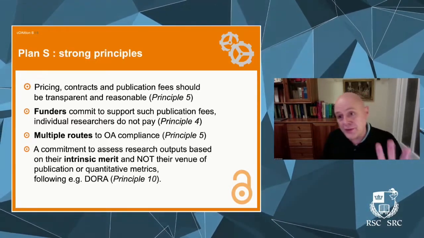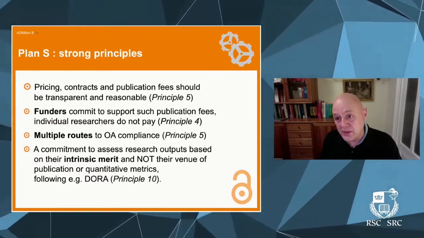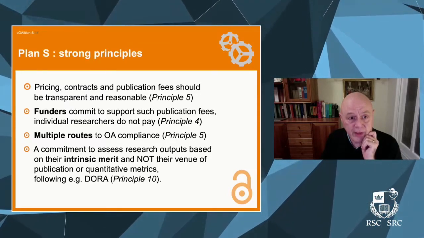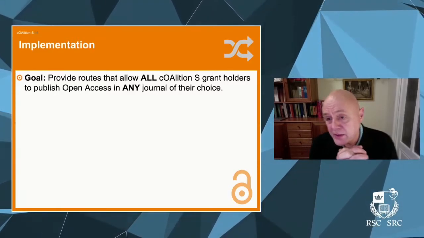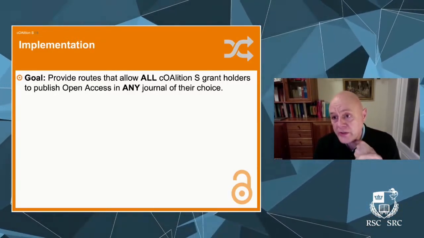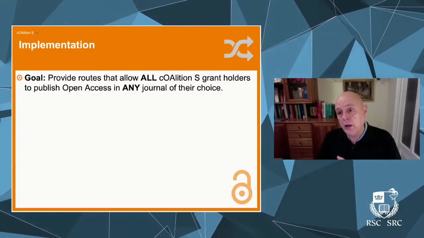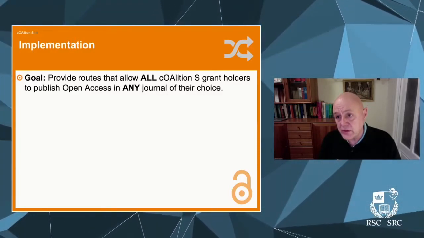Because, of course, this assessment system is what drives the current system for prestige, and that is something that we need to change specifically. Now, with respect to the implementation of Quelles, because as Michael said, we will start in a month, our goal was to make sure that all Coalition S grant holders can publish open access in any journal of their choice.